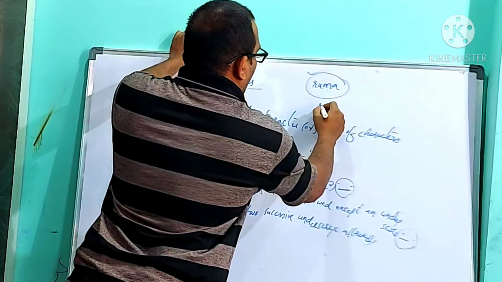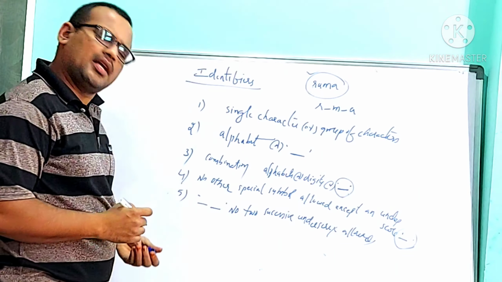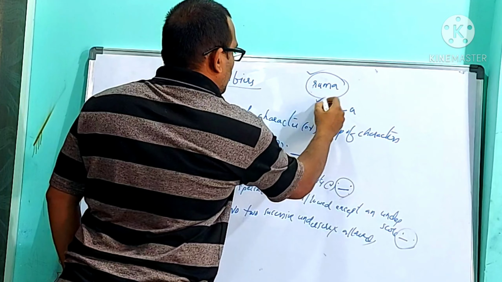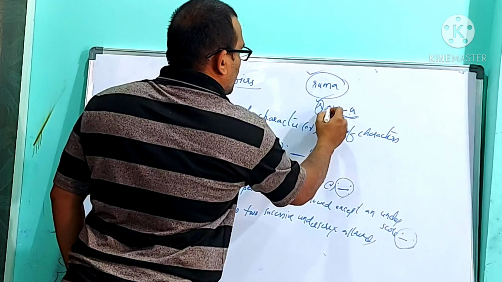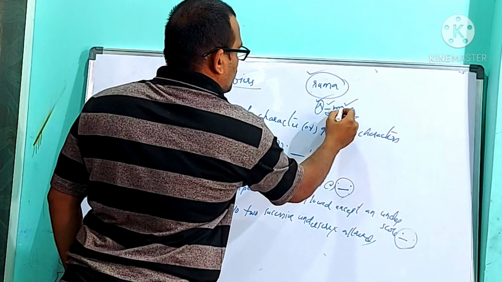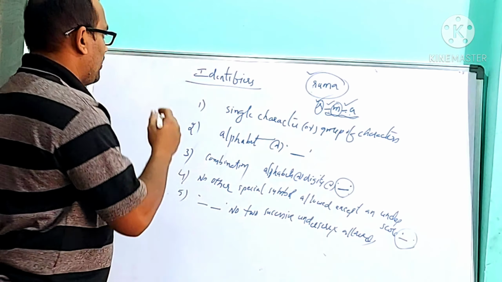Suppose R underscore M underscore A. Is it a valid identifier? Yes, because the first character is an alphabet or an underscore, and the remaining characters are a combination of alphabets, digits or the special symbol underscore. No two successive underscores are allowed, and between the underscores I am placing M and A as alphabets, correct or not? So it is also a valid identifier.